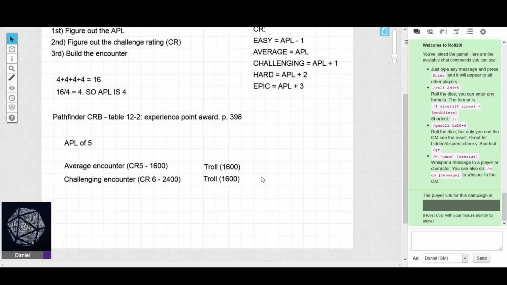That's 1600 experience done with. Now we just need to spend another 800. So let's say the troll has orcs guarding it, right? It's not just a troll, it's like a troll raider, and it raids with these orcs that work with it.